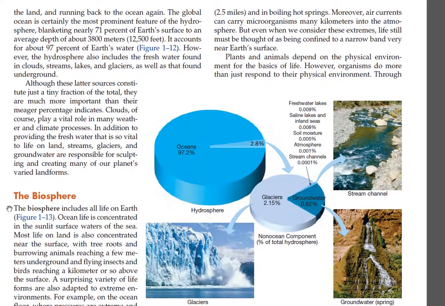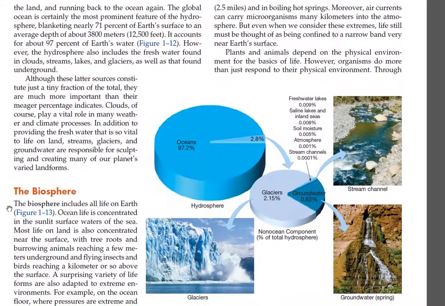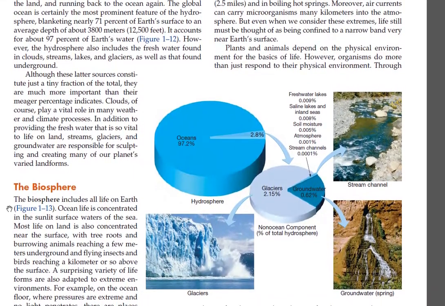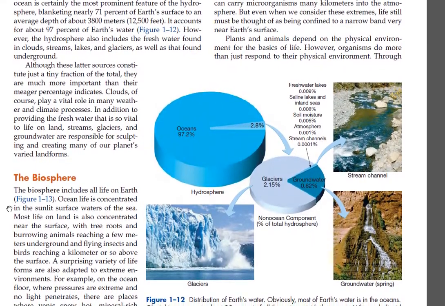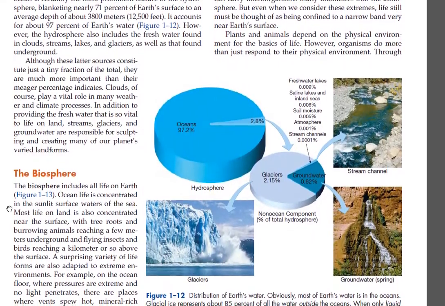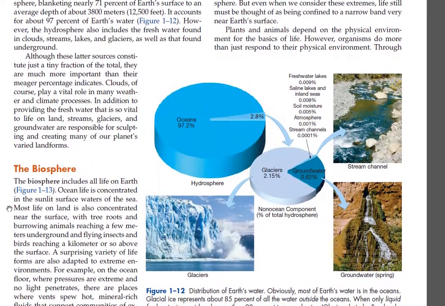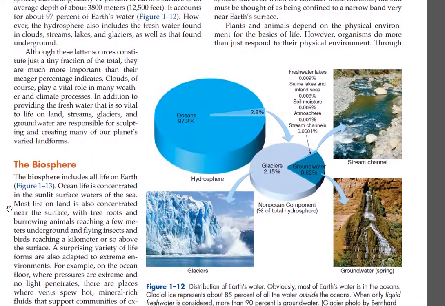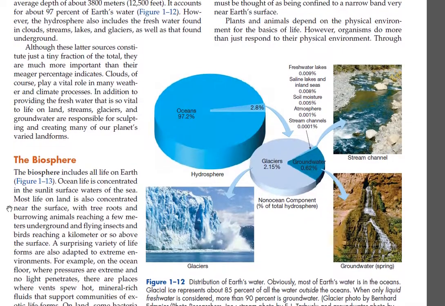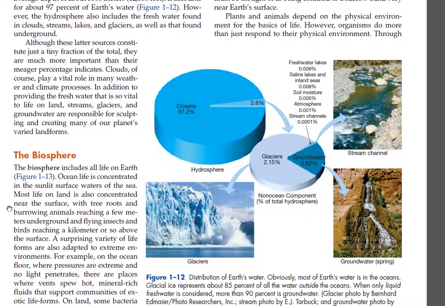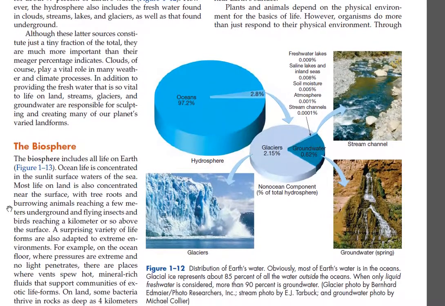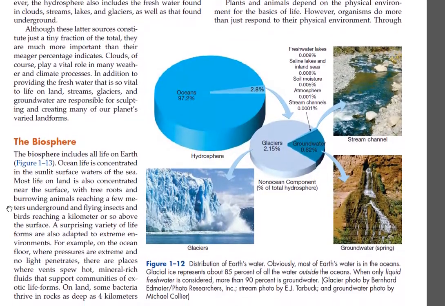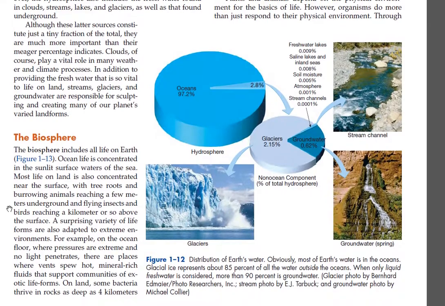The biosphere. The biosphere includes all life on Earth, figure 1-13. Ocean life is concentrated in the sunlit surface waters of the sea. Most life on land is also concentrated near the surface, with tree roots and burrowing animals reaching a few meters underground and flying insects and birds reaching a kilometer or so above the surface.